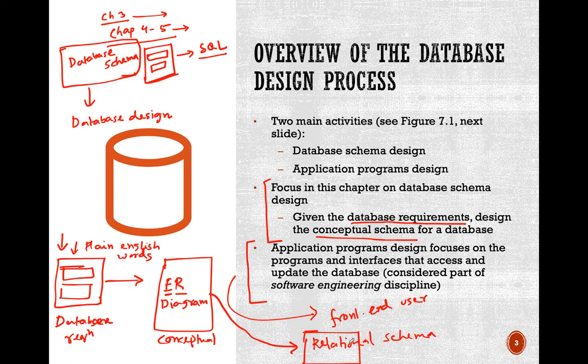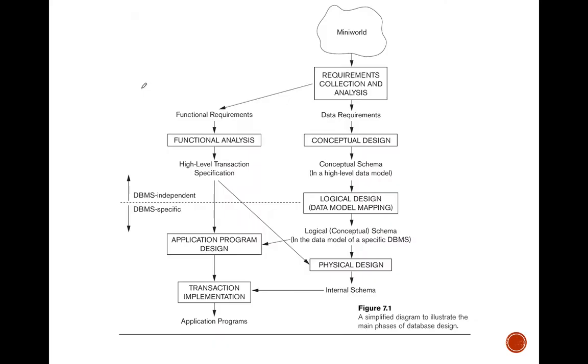This relational schema we have used already, in our company database: the whole list of tables, their attributes and their constraints. This simplified diagram is going to illustrate the whole database design process.